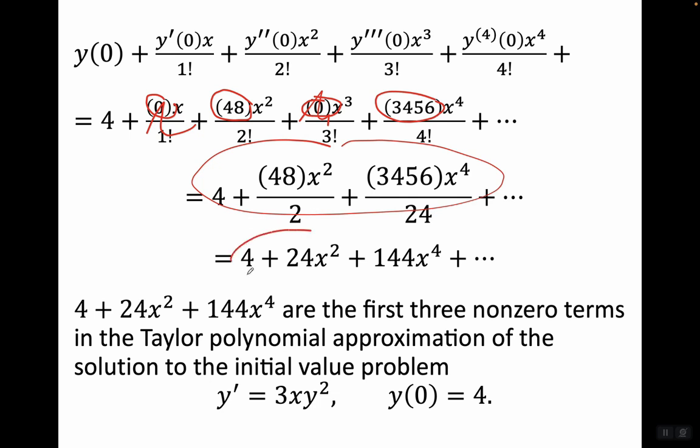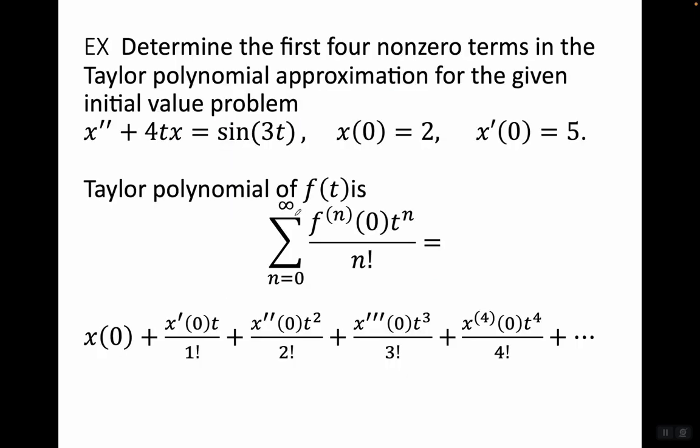Simplify a little bit. We end up with 4 plus 24x squared plus 144x to the fourth. So those are the first three non-zero terms in the Taylor polynomial approximation of the solution to this initial value problem. Very cool. Okay, let's do another example.